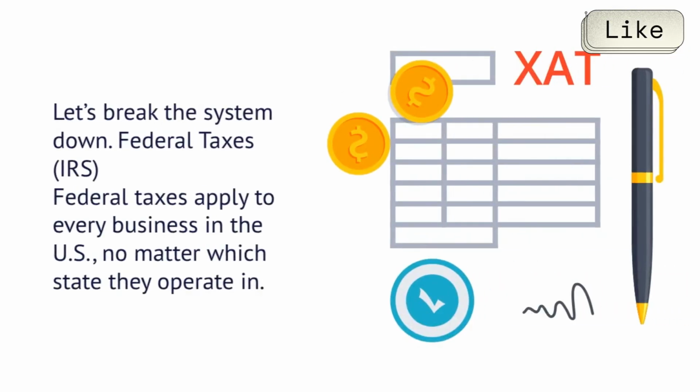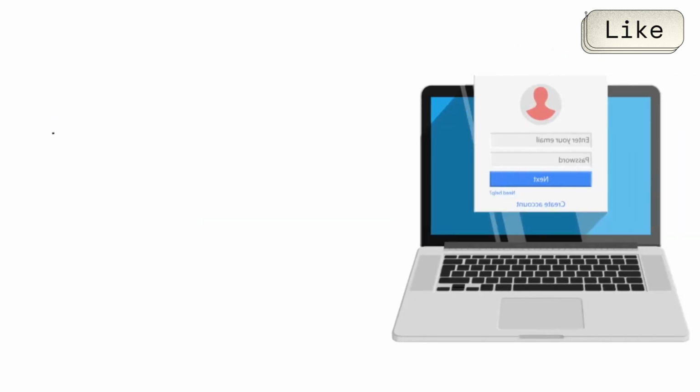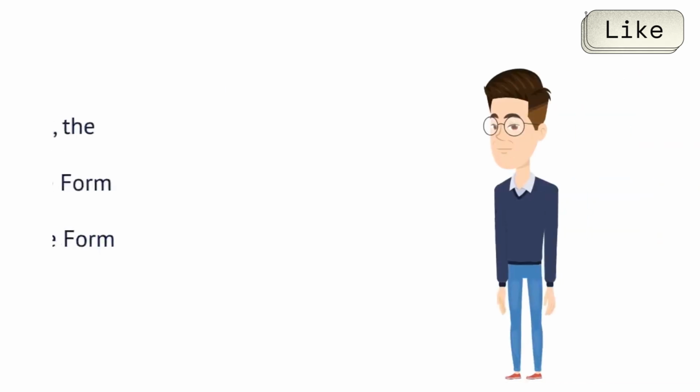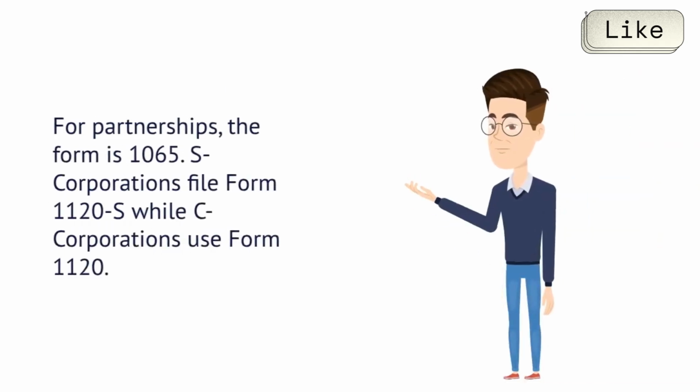Federal taxes. IRS federal taxes apply to every business in the US, no matter which state they operate in. Federal income tax: businesses file federal tax returns based on their legal structure. For sole proprietorships, it's Form 1040 with Schedule C. For partnerships, the form is 1065. S corporations file Form 1120S while C corporations use Form 1120.